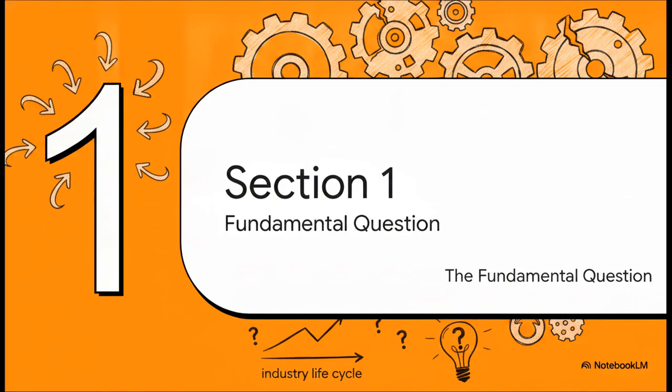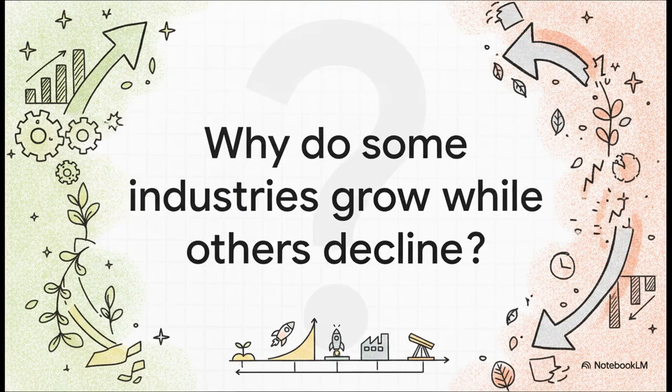All right, starting right off with Section 1, the fundamental question. Before we look at any frameworks, we really need to challenge our foundational assumptions about how business actually grows. So why do some industries experience just explosive, massive growth, while others decline and completely disappear? Listen, it's not just luck. Industries, much like living organisms, evolve over time. They emerge, they grow, they mature, and eventually they decline.